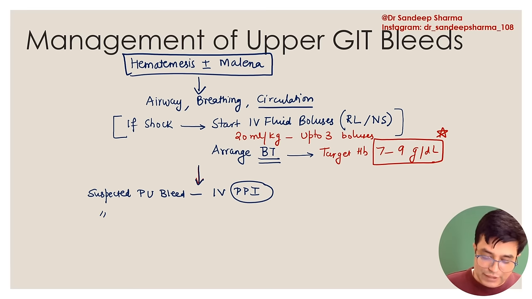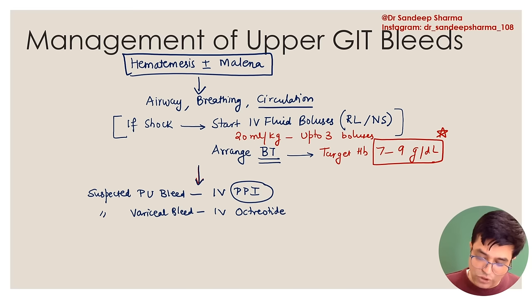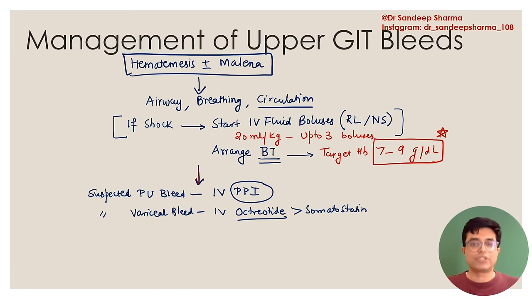In case you are suspecting variceal bleed, kaise suspect karenge? I told you the clues: chronic liver disease, splenomegaly, and varices ka history. That will suggest it is likely to be a portal hypertension related variceal bleed. So in such a patient, you will give IV octreotide. If octreotide is not an option, you can consider somatostatin. Octreotide is preferred these days. Bolus deke infusion start karenge.